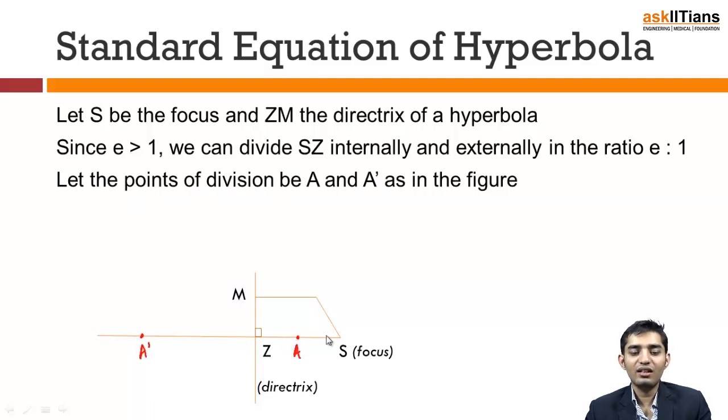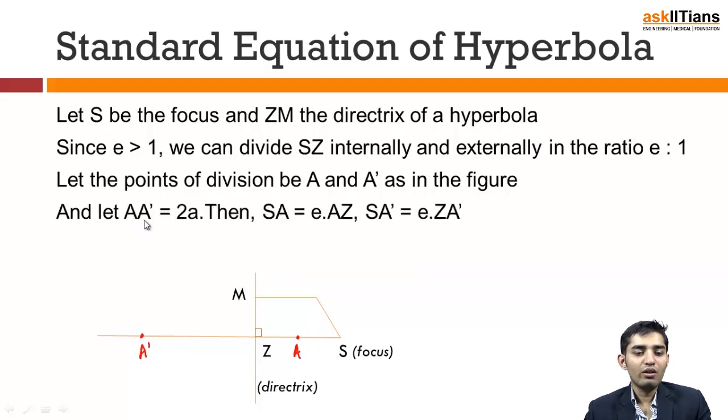A is dividing SZ internally in the ratio e is to 1, and SZ is divided externally in the ratio e is to 1 by A dash. So these are the 2 points which are dividing SZ internally and externally in the ratio e is to 1. Now if I take AA dash equal to 2a, what will be SA? Since point A is dividing internally in the ratio e is to 1, SA by AZ will be e and SA dash by ZA dash will be e. So these are the two relations that we have.